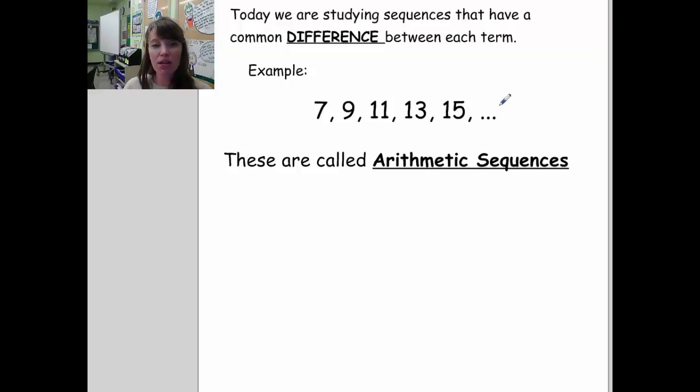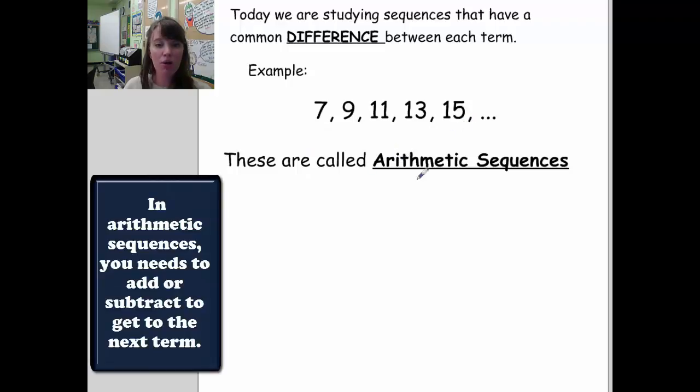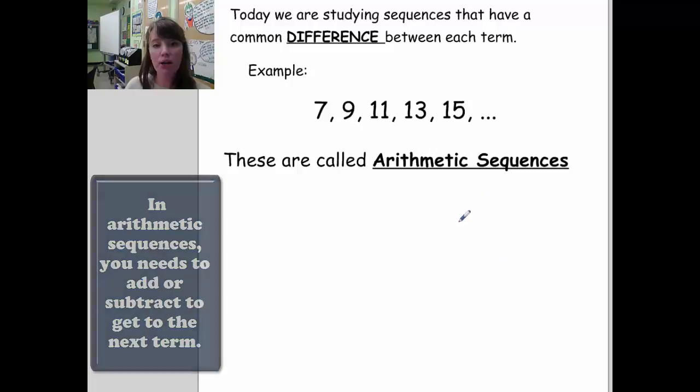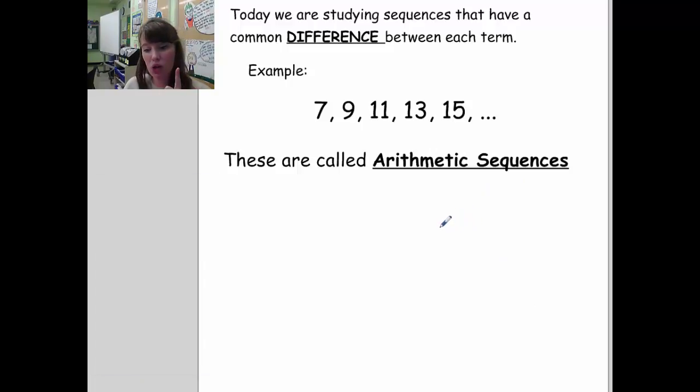An example of this would be the sequence 7, 9, 11, 13, 15. These are like the odd numbers starting with 7. Sequences that require you to either add or subtract between the terms are called arithmetic sequences. Ones that need to be multiplied or divided to go from one term to the next are going to be called geometric sequences, and we're going to study those a little bit later in another module.